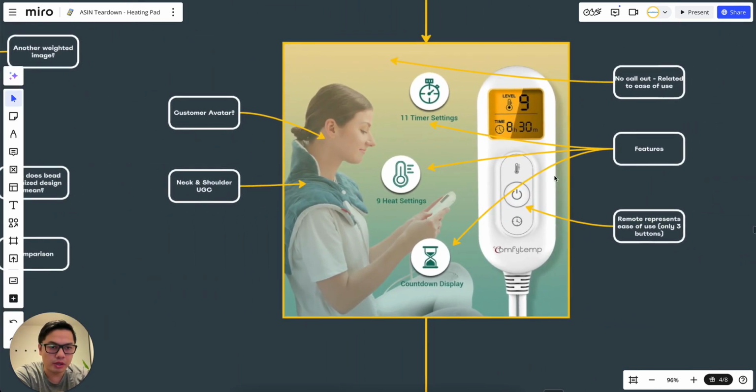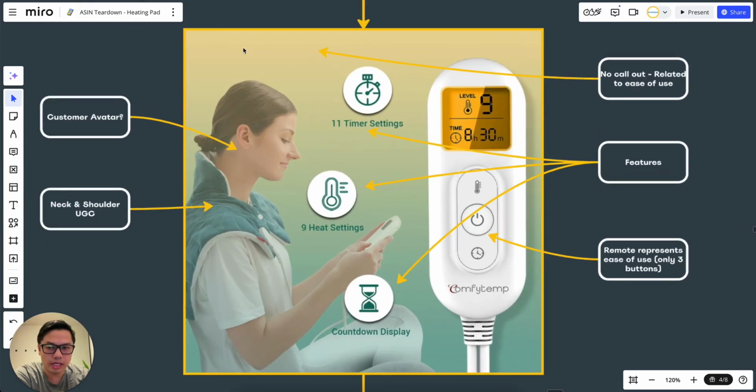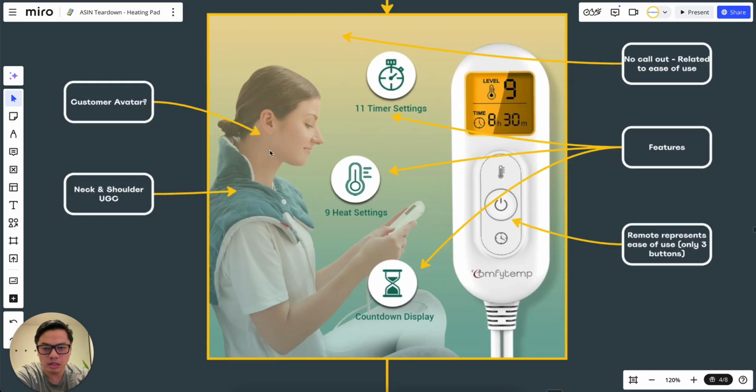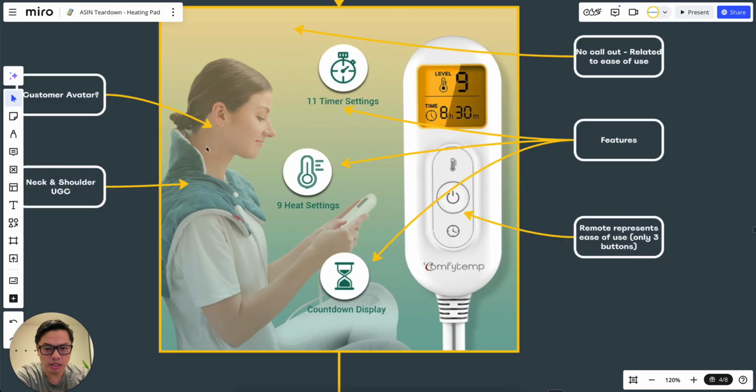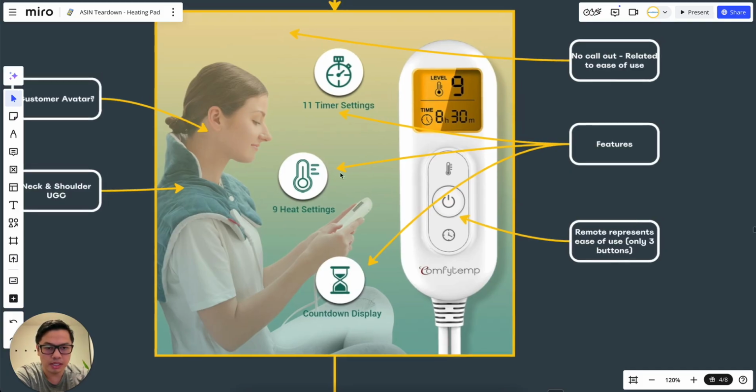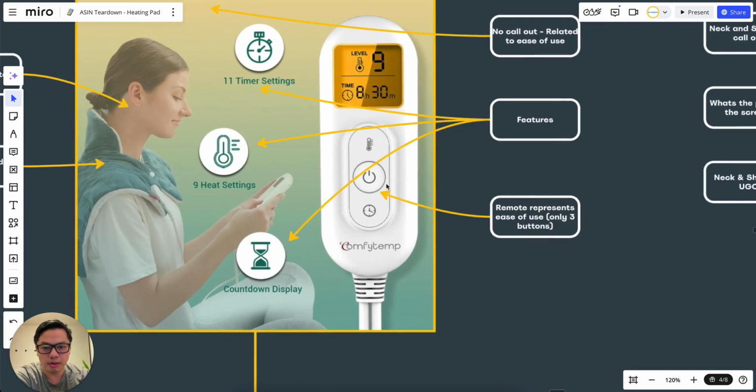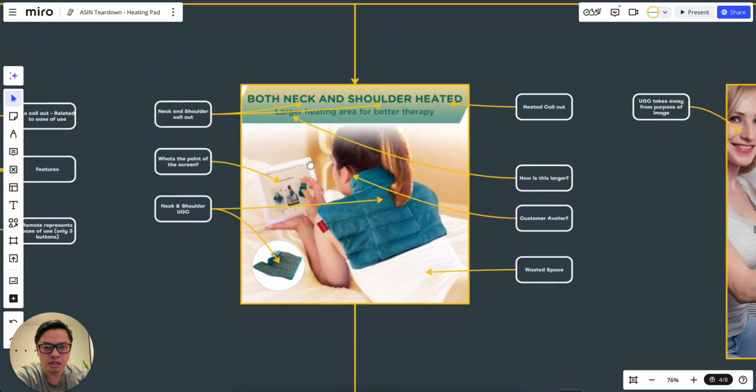This one, they're talking about ease of use. I did notice there's no call out to that ease of use. Is this the customer avatar? It could. It's right in that range. Ease of use, I would probably target more the elderly user or customer avatar. So I'd probably put an elderly person in here instead of this person. It shows neck and shoulder use, so that's good. Product in use is always good. It talks about adjustable heat settings, so that's good. That's what people want to know. And ease of use, again, showing the remote up close, 3 buttons, very simple.